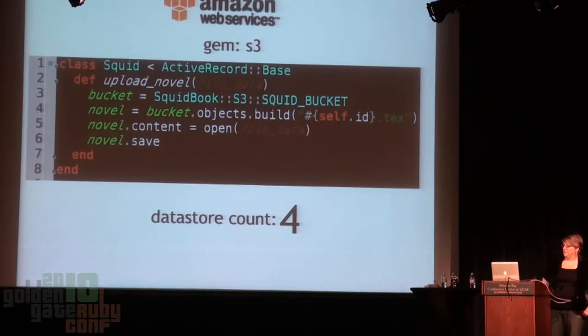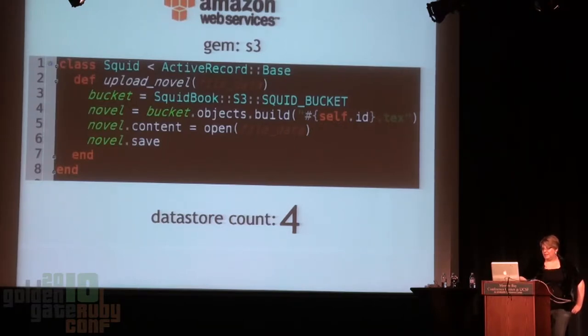And then this is a social network centered around cephalopods and the novels they write. So you want to be able to upload the novels that they write so that other squids can read them. So we want them to upload their finished manuscripts. So we install the S3 gem, and we add an upload novel method that puts the text file into S3. So up to four. We haven't even been trying very hard.